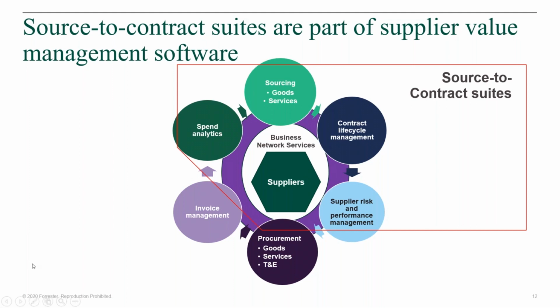Basically, it starts with spend analytics in our view, which then becomes the data for doing sourcing. Sourcing turns into contracts. The contracts then get managed, both the performance and the risk. People then buy against those contracts through procurement for goods, services, T&E. Those procurement POs result in invoices that need to be managed, processed, and validated, and that data then provides you with the spend analytics. Suppliers are in the center of this cycle, and it's all connected through business network services. But source to contract are these four suites, these four bubbles you see here, that we've already alluded to.